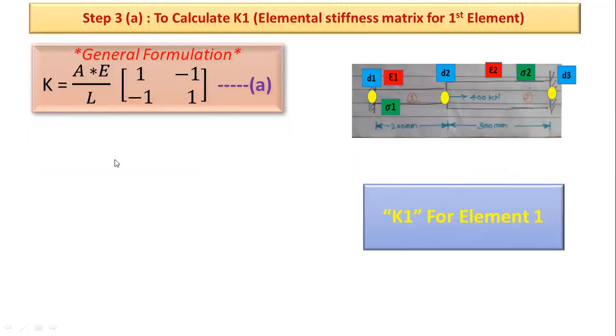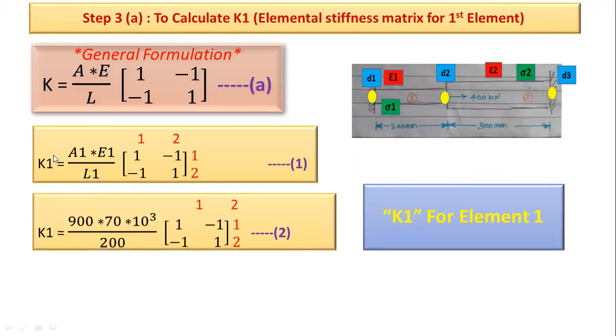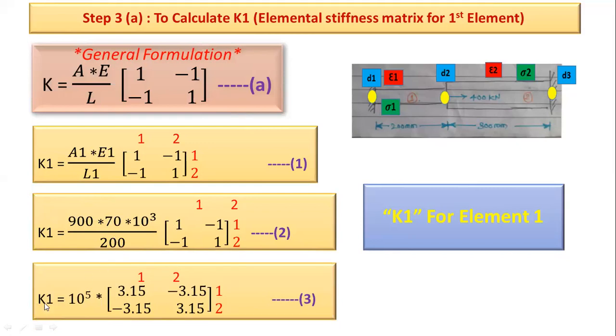Using the generalized formula, for element 1, K1 equals A1 E1 upon L1. The 1 and 2 are the node connectivity, node 1 and node 2 for element 1. Just put in the respective values of A, E and L: A1 is 900 mm squared, E1 is 70 into 10 raised to power 3, and L1 is 200. After simplification, we get equation number 3, that is the K1 value.